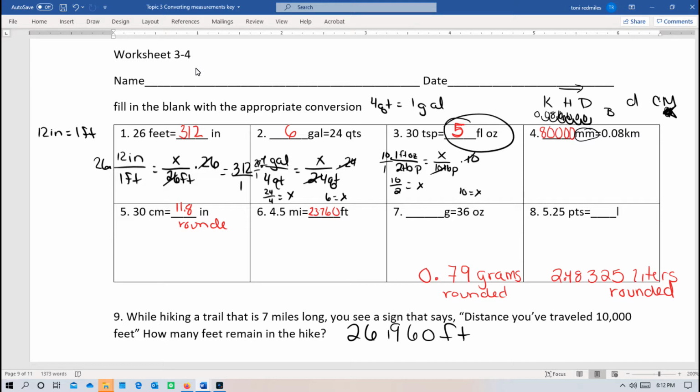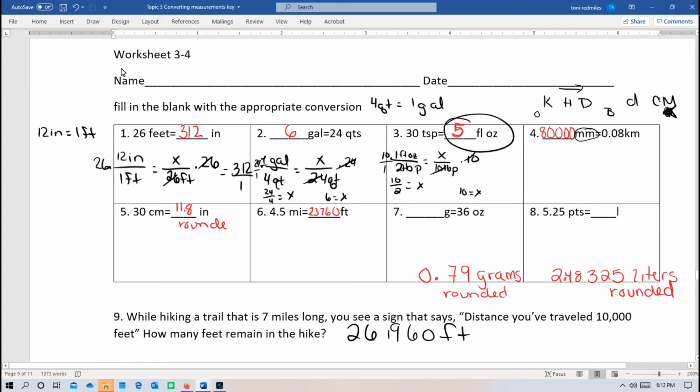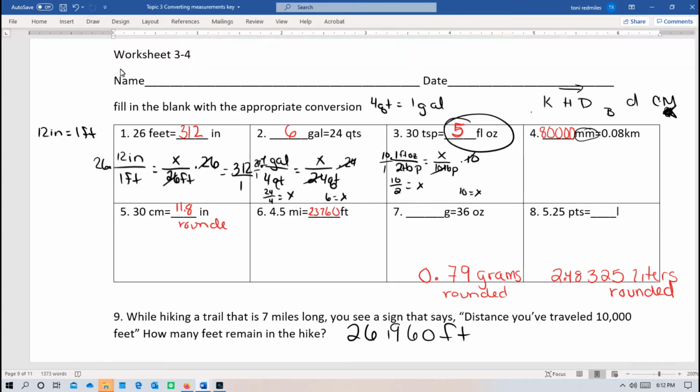I might actually have too many here. Sometimes I get cross-eyed with zeros. Let's do it again. 0.08, and I'm moving 1, 2, 3, 4, 5, 6. Yeah, I think I drew one too many zeros. 1, 2, 3, 4. No, there's 4 there. I keep counting 5 for some reason. All right, so 80,000 millimeters.